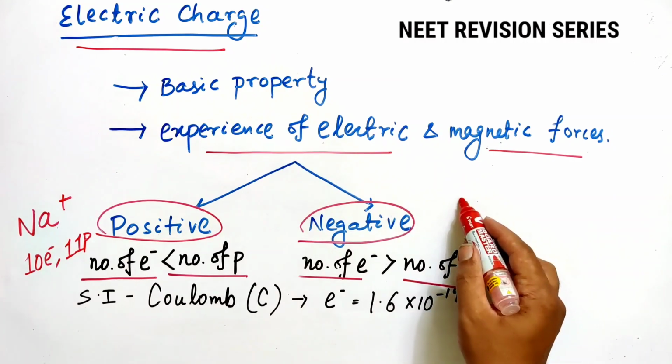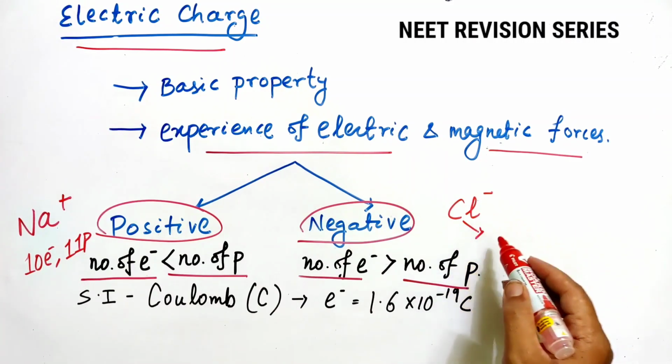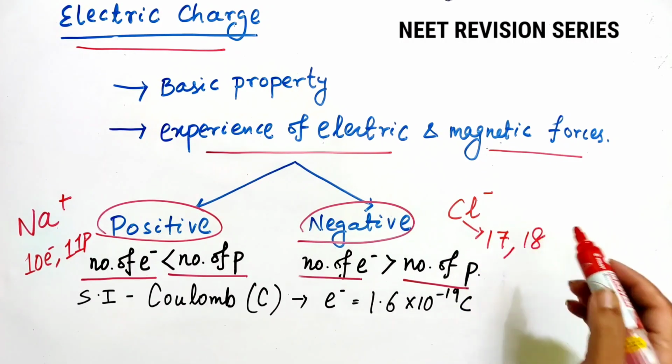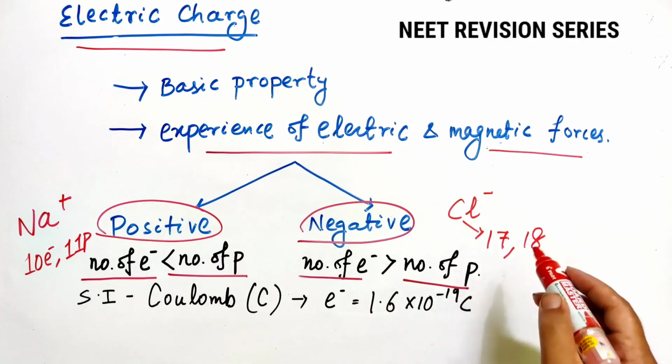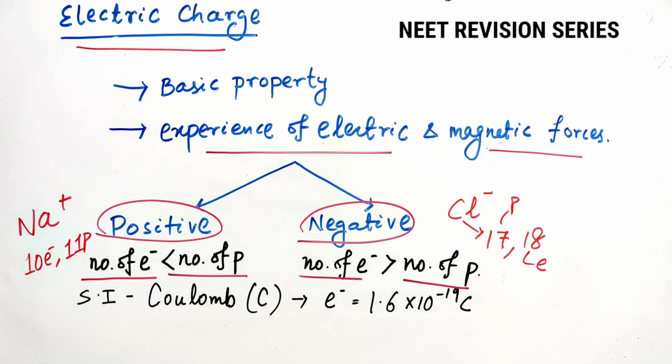Similarly, you can consider the example of Cl minus. In this case, the number of protons is 17, whereas the number of electrons is 18. So the electron number is greater than the number of protons in case of negative charge. And about the SI unit, the SI unit is Coulomb, represented by C, and the smallest charge is 1.6 into 10 to the power minus 19.